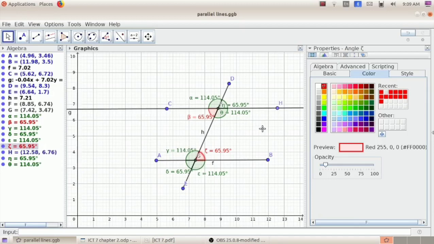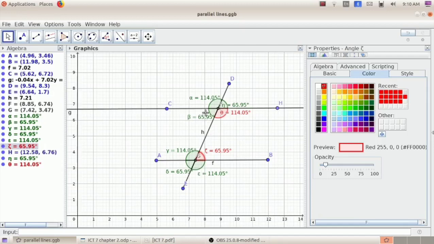Now what is co-interior angles? See these angles in red color. It is a pair of co-interior angles. Now consider these two angles in red color. It is another pair of co-interior angles. What is the speciality of co-interior angles? Here the angle is 114.05 degree and here the angle is 65.95 degree. What is the sum of these two angles? It is 180 degree. That means always the sum of co-interior angles will be 180 degree.